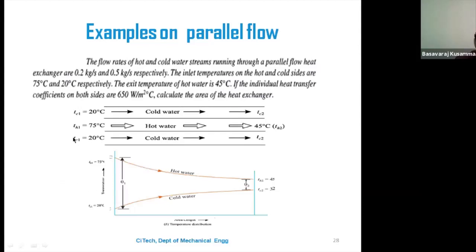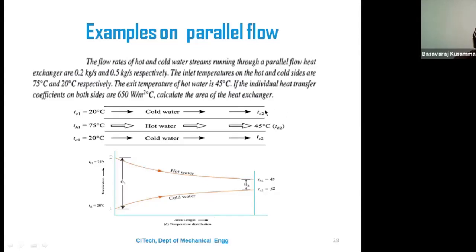Here, what is the inlet temperature of the hot fluid? 75 degrees Celsius. Inlet temperature of the cold fluid? 20 degrees Celsius. And what is the outlet temperature of the hot fluid? 45 degrees Celsius, you mentioned that. And this one is the mass flow rate of the hot fluid and the mass flow rate of the cold fluid here. Draw the diagram and mark theta 1 and theta 2 here. But the outlet temperature of the cold fluid is not given here.